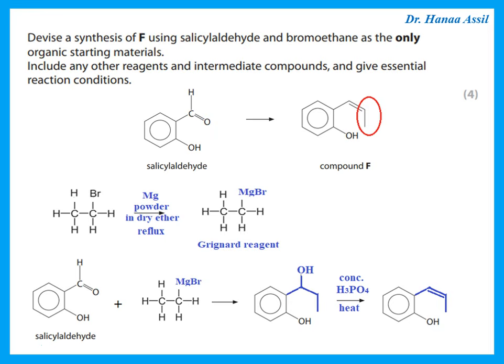Now I want to remove the OH and put a double bond. So this is actually dehydration. So that is concentrated phosphoric acid and heat. This gives me the product we're trying to make. Okay?